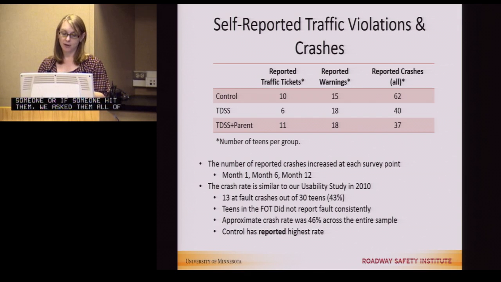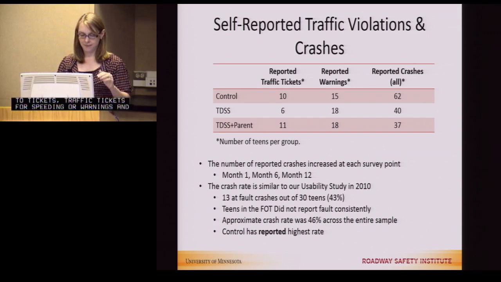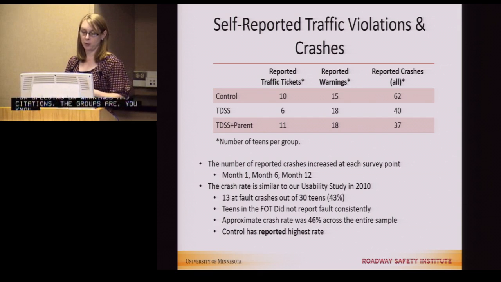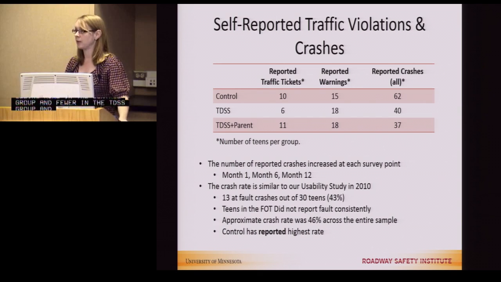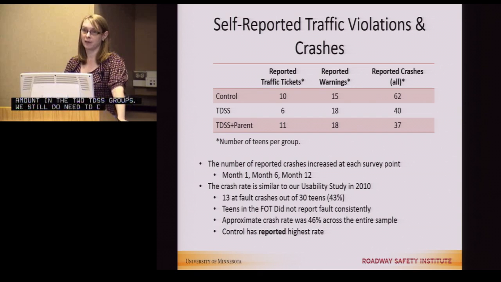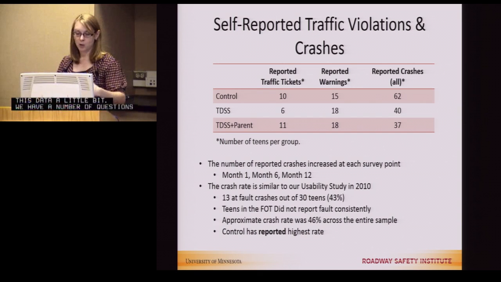And so what you can see, though, is that when it comes to traffic tickets for speeding, or warnings and citations, the groups are not that different. But when you look at the reported crashes per group, we're seeing more in the control group and fewer in the TDSS group, and then about the same amount in the two TDSS groups. We still do need to clean up this data a little bit. We have a number of questions that we have to correlate together.